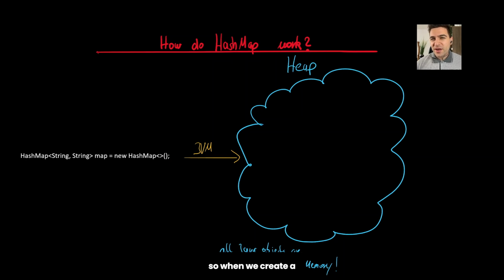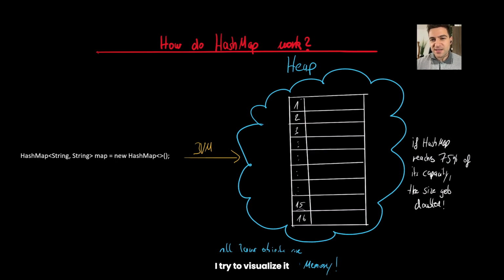So when we create a new HashMap, the JVM will create an object with 16 buckets. I try to visualize it here, right? We have here 16 buckets, 1, 2, 3, and then 15, 16, and of course all the numbers in between. So this is our HashMap. And when we add a value, it will be added inside of one of those buckets. One important thing to mention here is that once the buckets get to 75% full, it will create another set of 16 buckets as well. So then we would have 32 buckets.